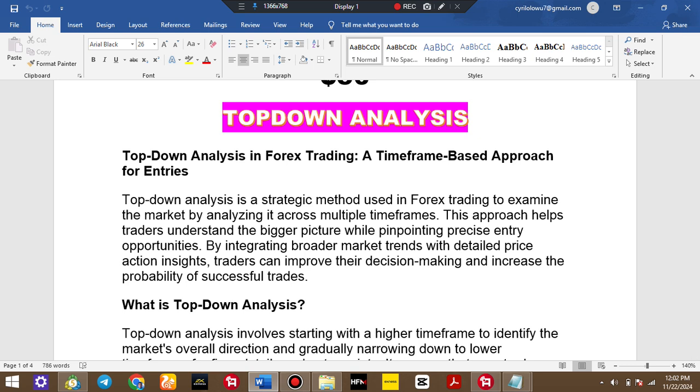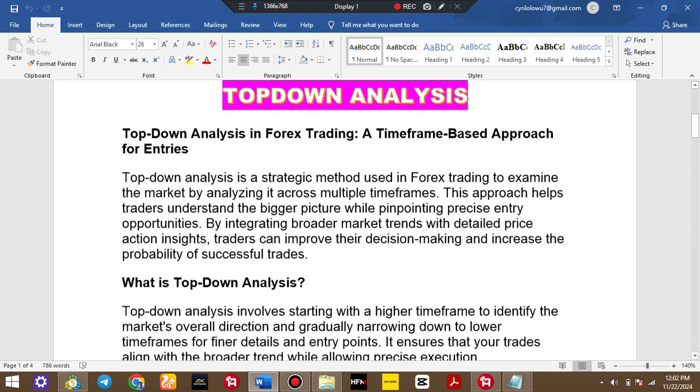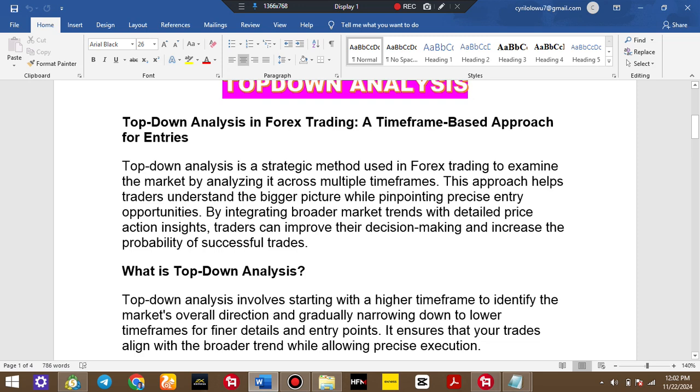This approach helps traders understand the bigger picture while pinpointing precise entry opportunities by integrating broader market trend with detailed price action insights. Traders can improve their decision making and increase the probability of successful trades.